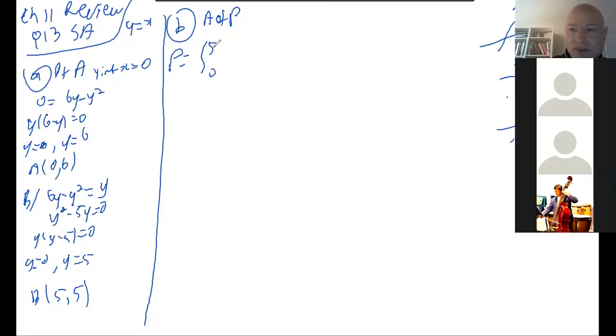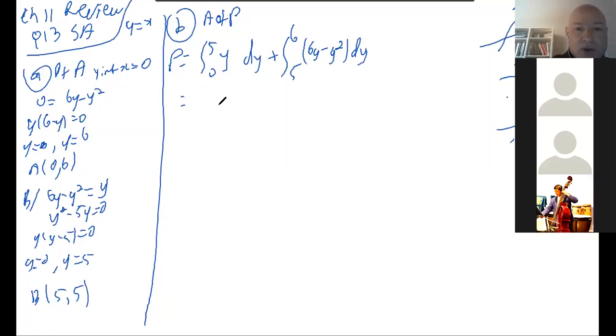So for the area P, we're going to do the integral from 0 to 5 of that straight line, which is x dx. Oh no, it's y. We've got to do it in terms of y. Not x, y. I'm just so used to writing x. So y dy, plus the integral from 5 to 6 of the other one, which is 6y minus y squared.